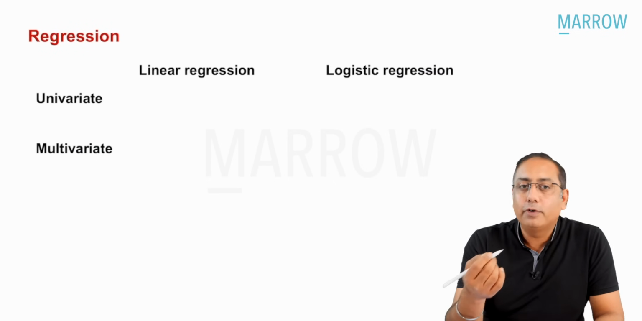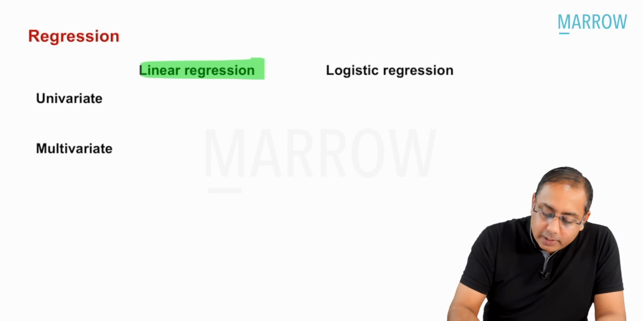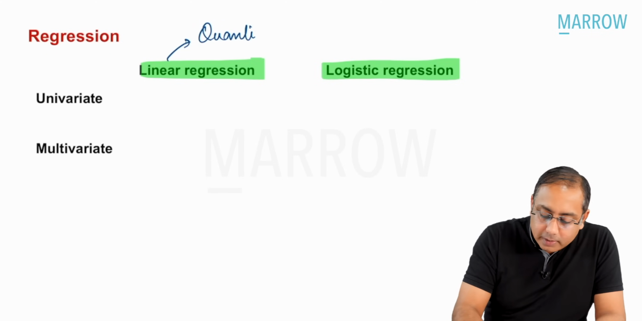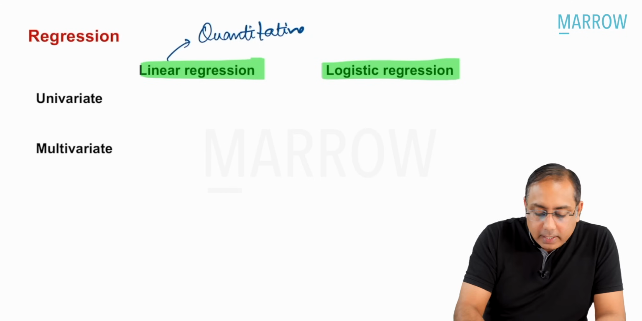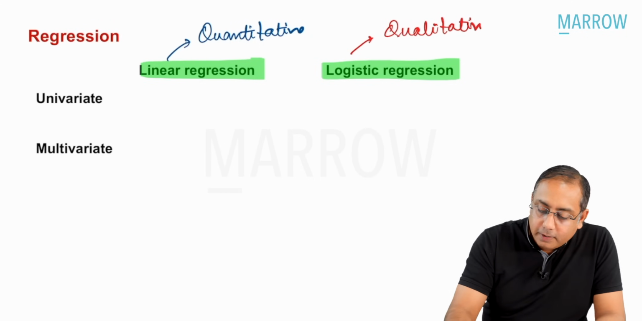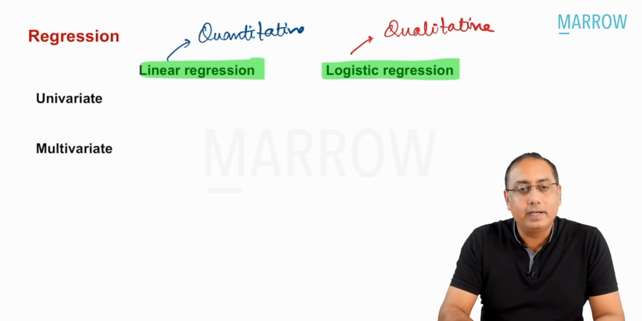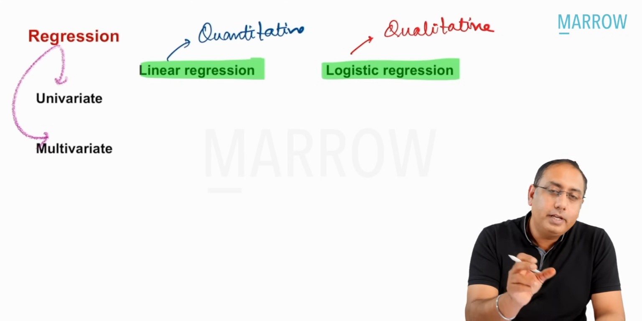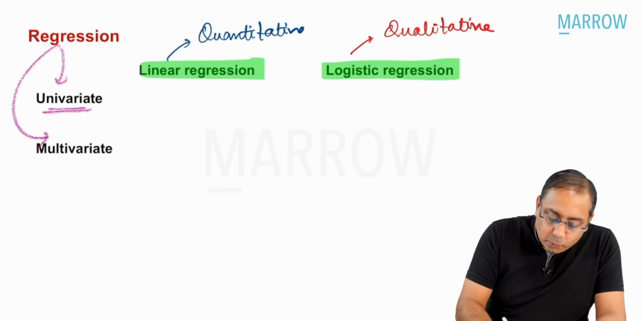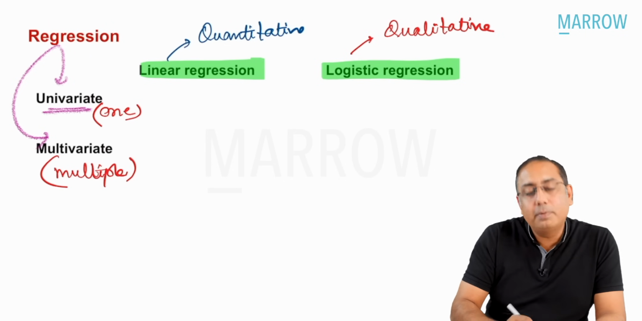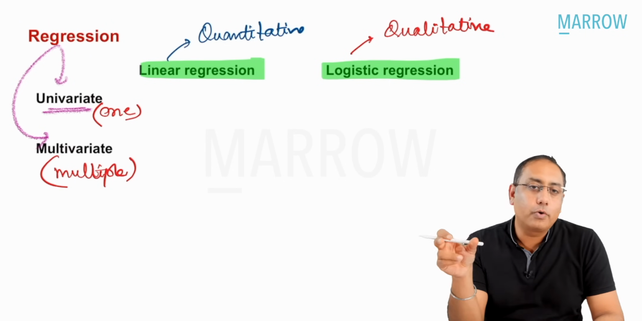Regression analysis can be of two types. We can have a linear regression or a logistic regression. Linear regression is used for quantitative data, and logistic regression is used for qualitative data. The regression can further be of two types. We can have a univariate or multivariate. You can talk about one variable, or you can talk about multiple variables affecting a quantitative or a qualitative data.